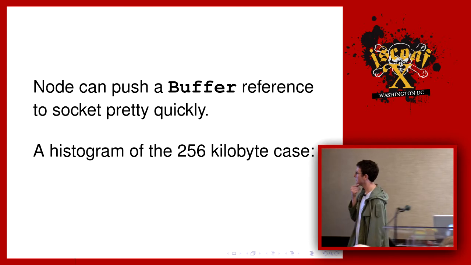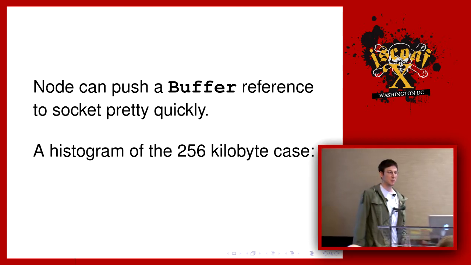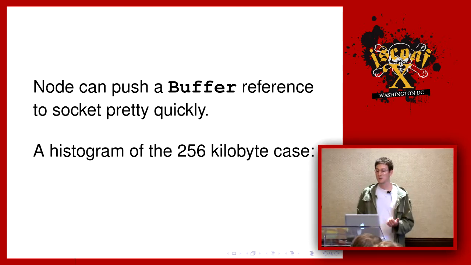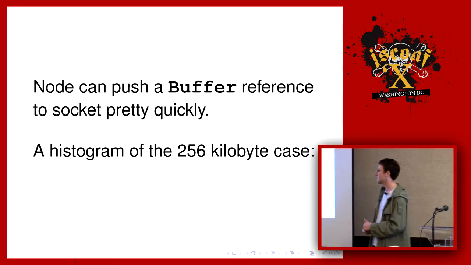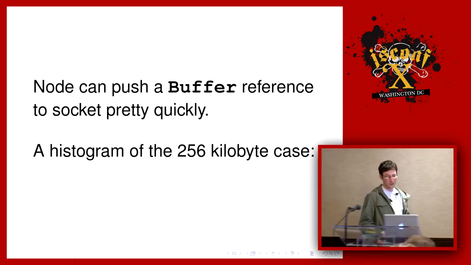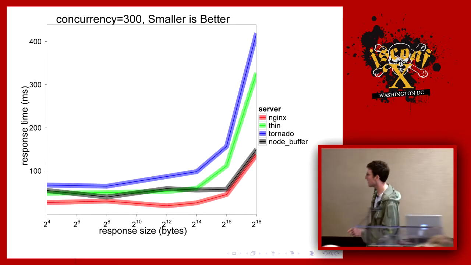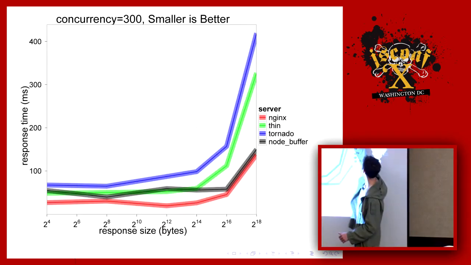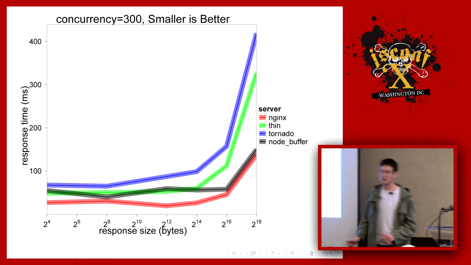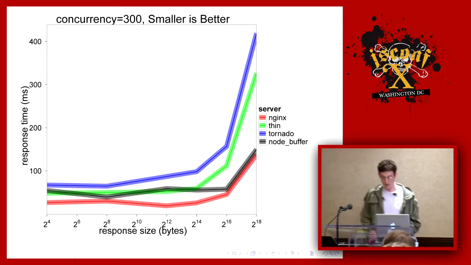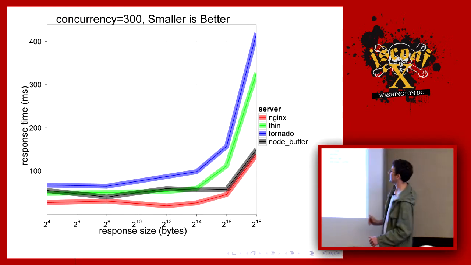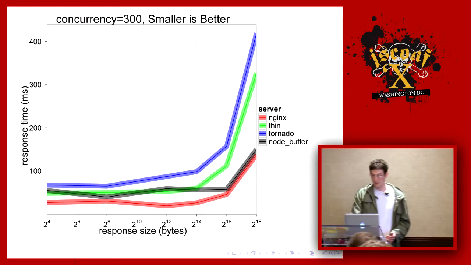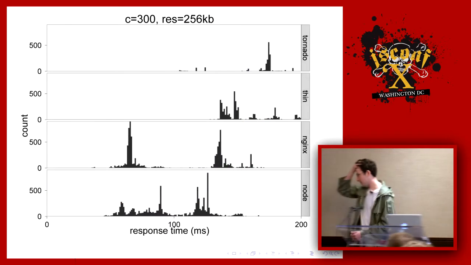Yeah, so these buffers are pretty fast. Node can push these buffers directly to the socket, and it can do it very well. So if we go back here and take a cross section at the 256 kilobyte case, and look at a histogram of these response times, just to get an idea of how this looks.